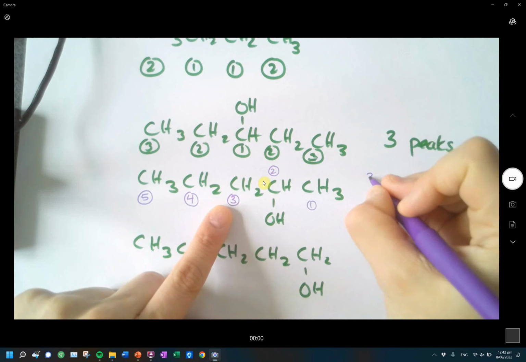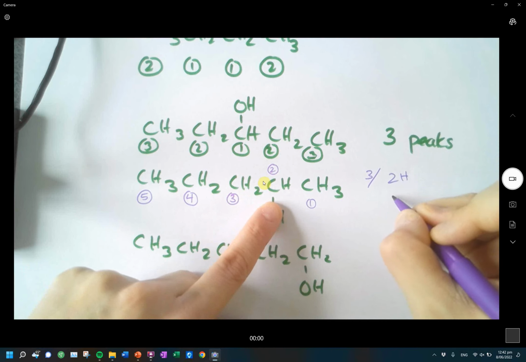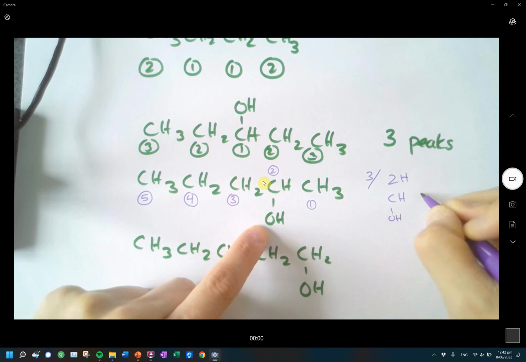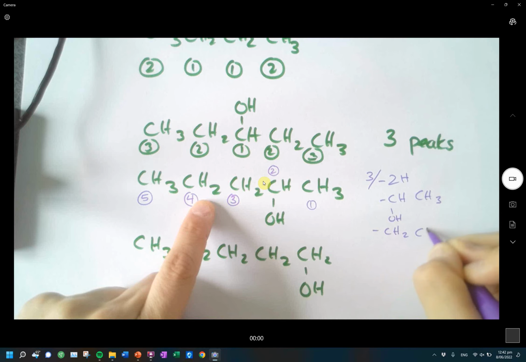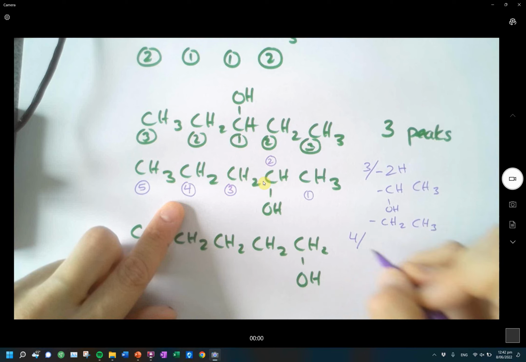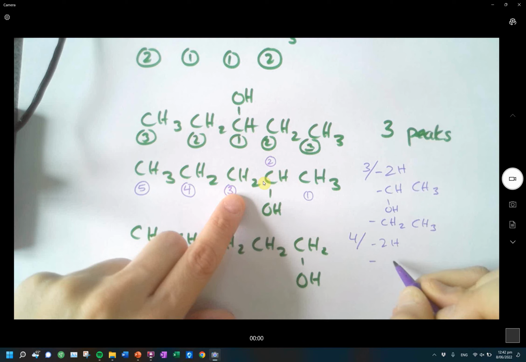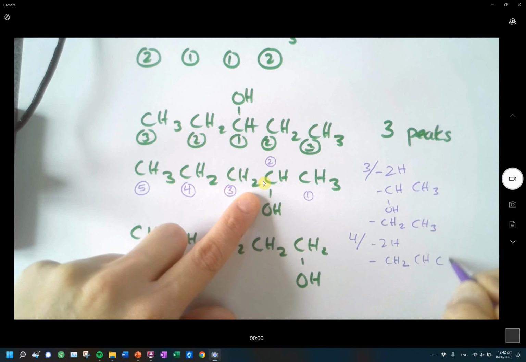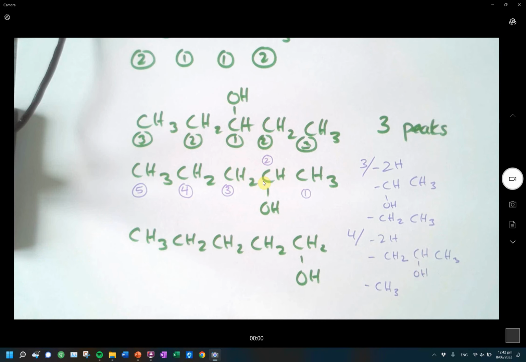All right, so number 3, if I was listing out what number 3 has, it has 2 hydrogens, a CHOH, CH3, and then it has a CH2CH3. That's what carbon number 3 has. Carbon number 4 has 2 hydrogens again. It has CH2CH3, and then the alcohol's over there, and it has a CH3 attached to it. You see how they're different?